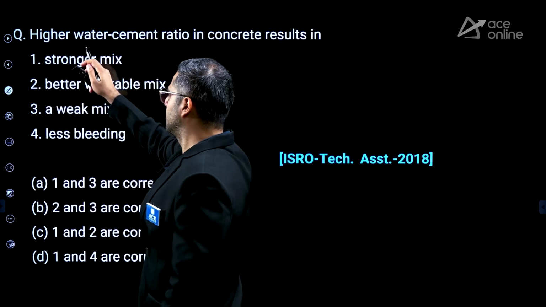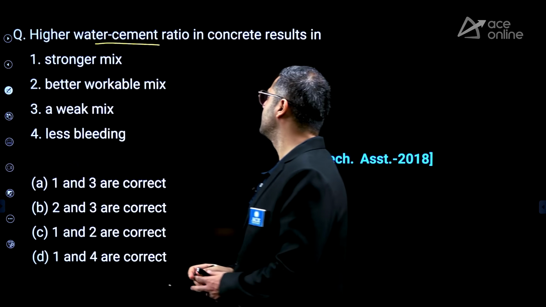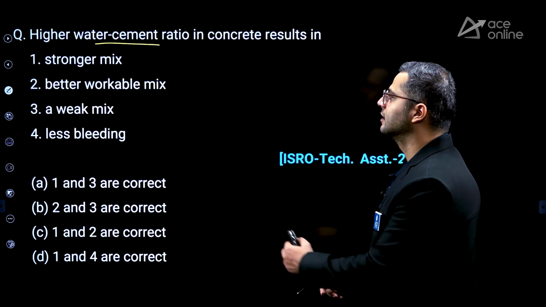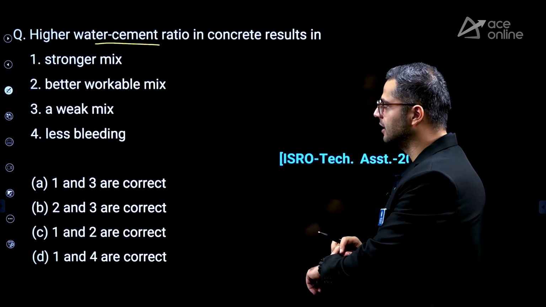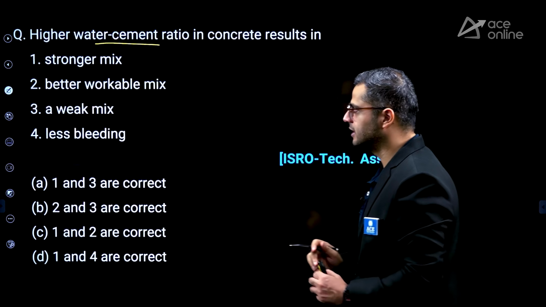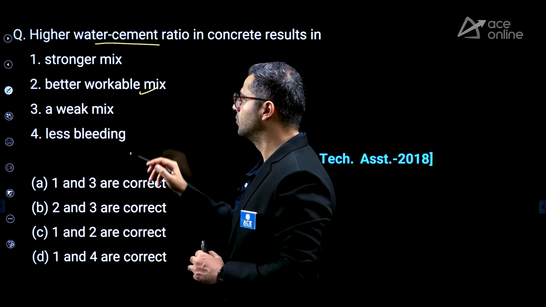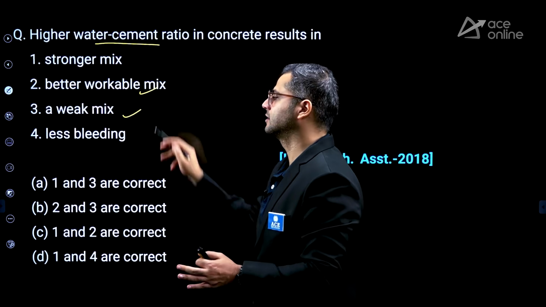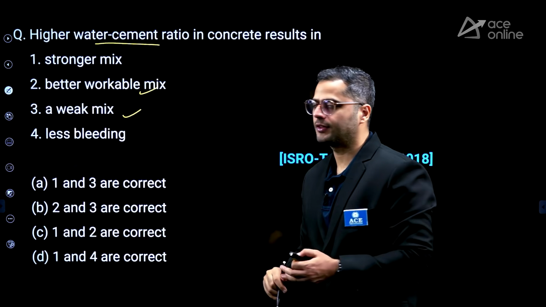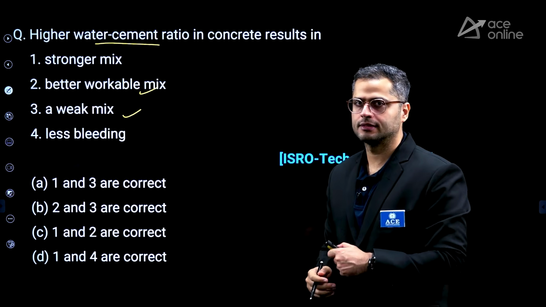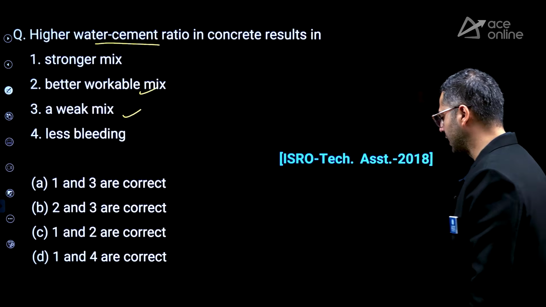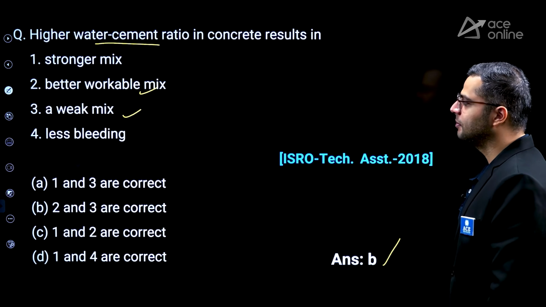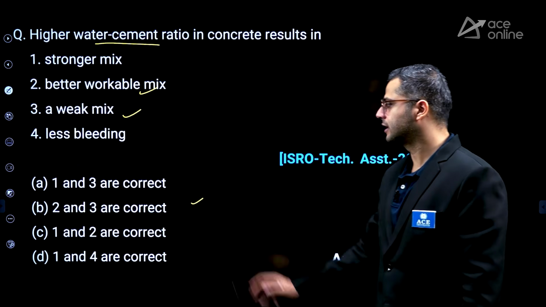Here, next one, higher water cement ratio in concrete results in. So higher water cement ratio would result in two things. Let's see. A better workable mix will be there with higher water cement ratio, but it will be a weak mix, right? Weak mix because the cement content will be less. So it will be a leaner mix as compared to lower water cement ratio. So over here, option B shall be the correct answer.